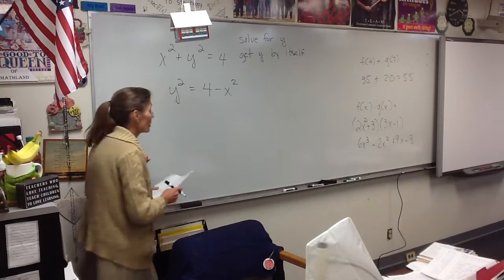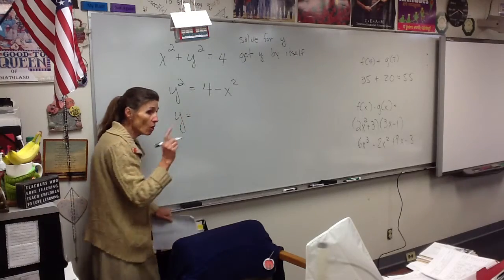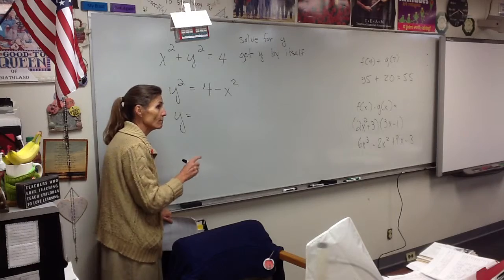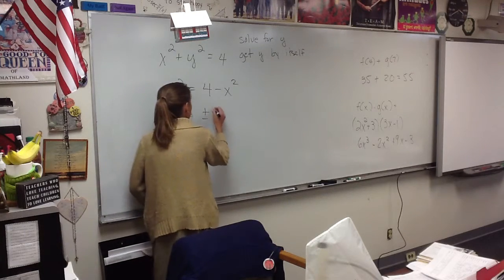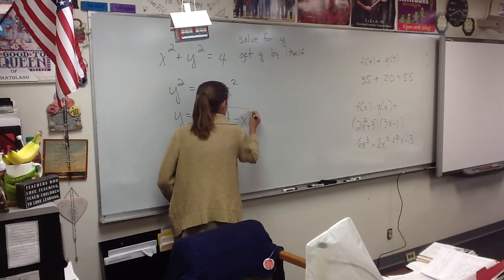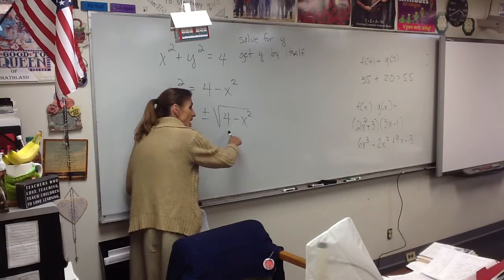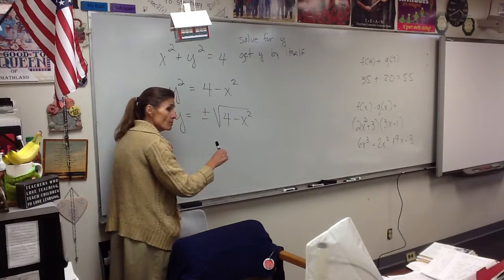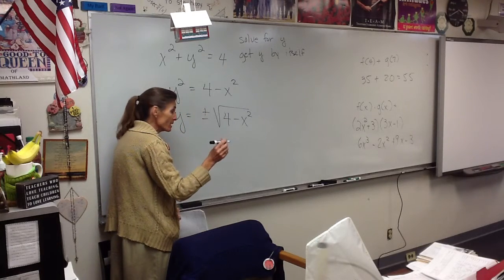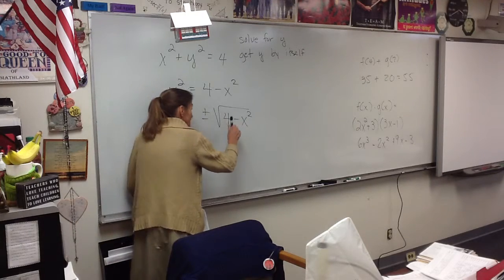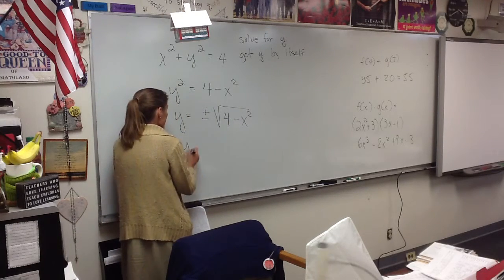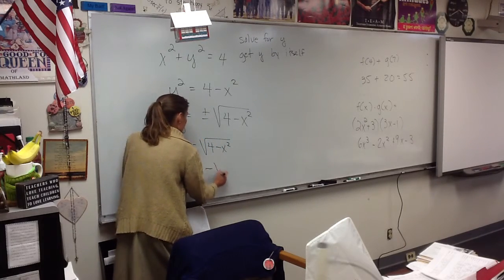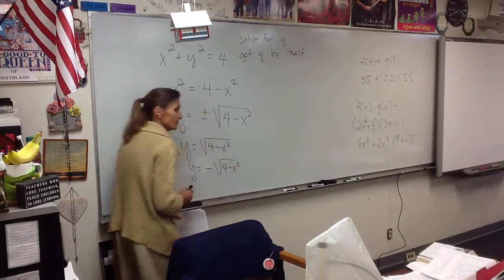Now I'm going to take the square root of both sides, and as always, what do I have to remember when I take the square root? Plus or minus. So it's going to be plus or minus the square root of 4 minus x squared. That does not simplify. Don't simplify that. The answers are the square root of 4 minus x squared and negative the square root of 4 minus x squared.